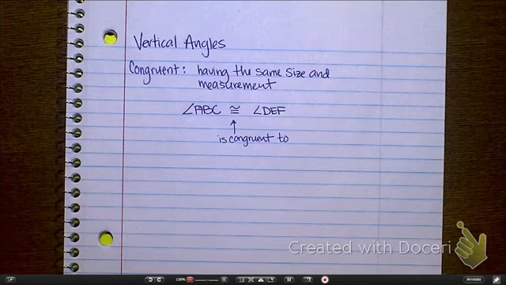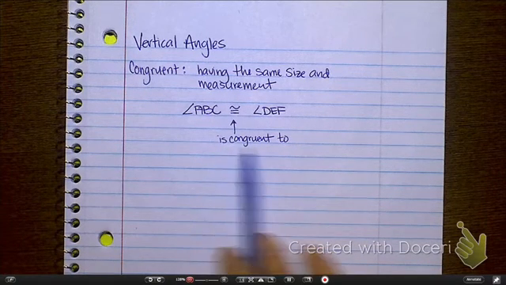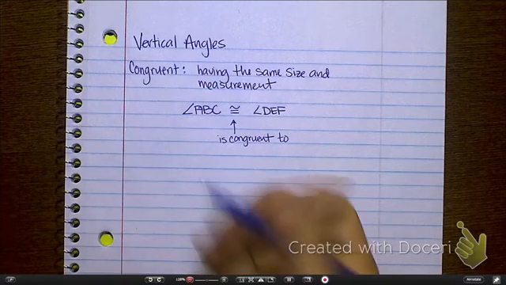And that would mean that those two angles have the same measurement, right? So if I told you ABC was 20 degrees, its measure, how much is the measure of DEF? 20 degrees, right? Same size. So when we see this symbol, it's read "is congruent to." That's what we say when we see that. Okay, so now that we've reviewed this, let's talk about vertical angles.